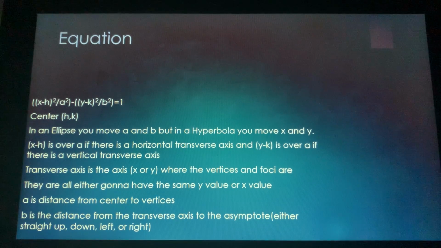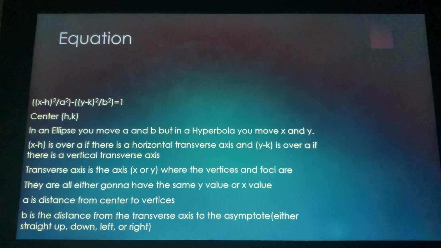For example, if it's horizontally oriented, (x minus h) squared will be on the left over the a squared. But if it's vertically oriented, (y minus k) squared will be on the left over the a squared. Whichever way it's oriented is on the left over a squared, and whichever way it's not oriented is on the right over b squared.